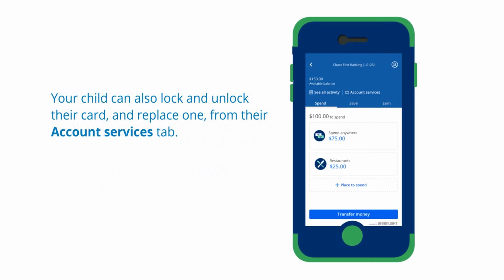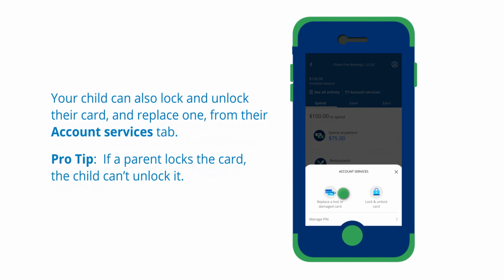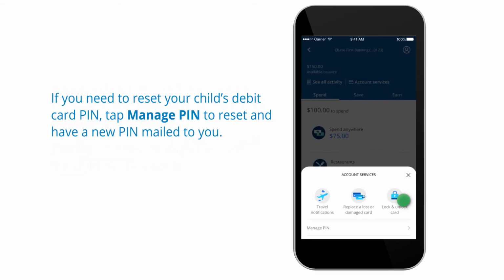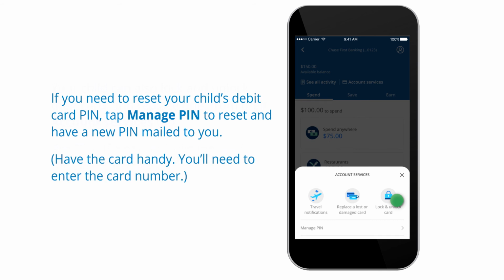Your child can also lock and unlock their card and replace one from their Account Services tab. Pro tip: if a parent locks the card, the child can't unlock it. The Account Services screen appears. If you need to reset your child's debit card PIN, tap Manage PIN to reset and have a new PIN mailed to you. Have the card handy. You'll need to enter the card number.